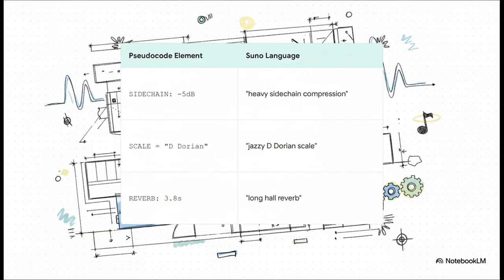Look at the difference. Instead of a dry technical command like sidechain -5 dB, you describe the sound it makes. Heavy sidechain compression. You know that pumping, breathing effect in dance music? You're describing the feel of it. Instead of just saying scale equals D Dorian, you give it some flavor, like jazzy D Dorian scale. You're telling a story about the sound, using the exact words the AI has learned to associate with certain musical vibes.